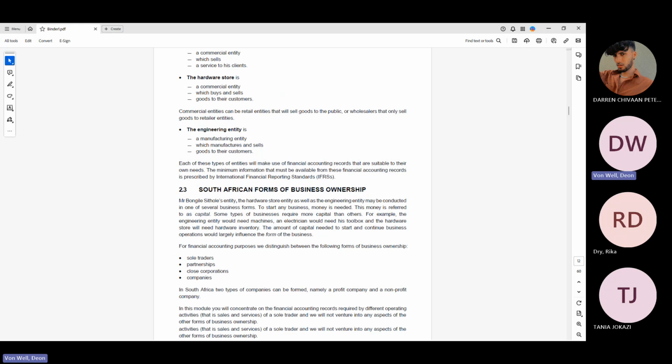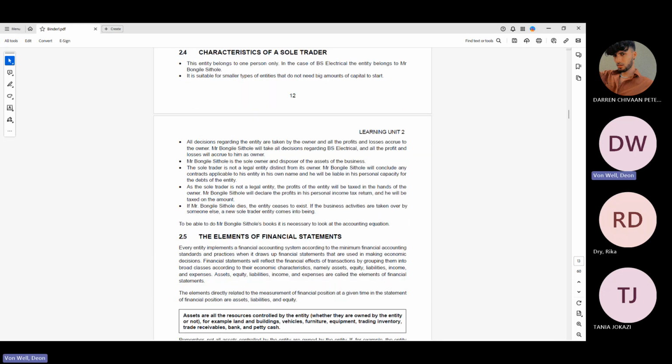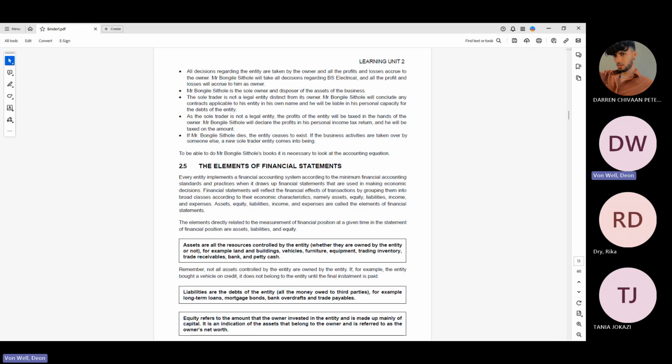So firstly, we definitely need to know what is an asset. Now, here we give you a short description. Assets are all the resources controlled by the entity, whether they are owned by the entity or not. So what that means is I could have bought it for cash, or I could have bought it on credit. For example, I could have taken out a loan to buy a vehicle. So I'm going to pay off the loan over 5 years.